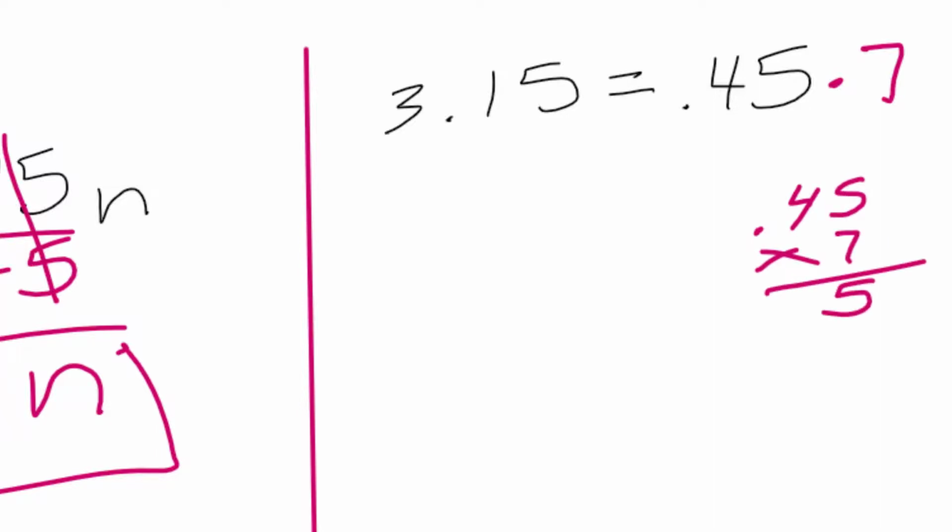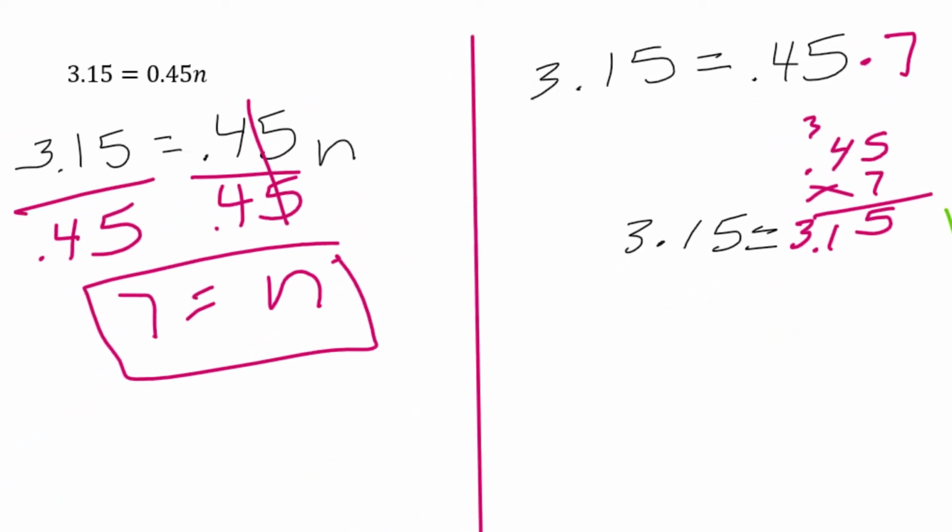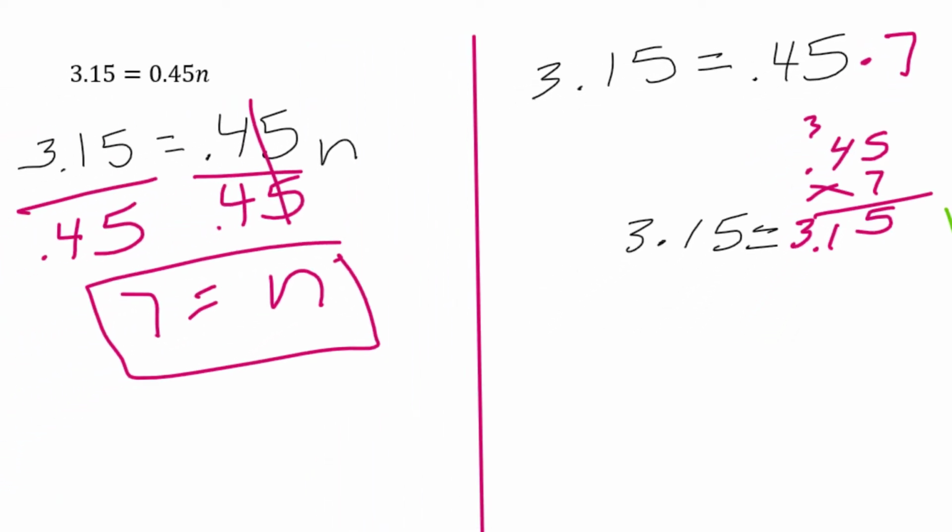So here's 35, carry my 3. 4 times 7 is 28, plus 3 is 31. There are 2 numbers to the right of my decimal, so I move them over. 1, 2, 3.15. On this side of the equation is 3.15. So does 3.15 equal 3.15? Of course it does. Therefore, I know that this answer is correct.